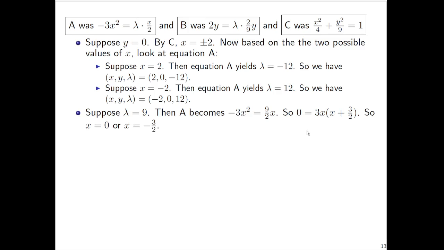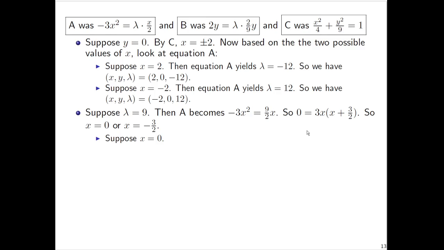Zero product property applies here. So you're going to get 3x equals 0, which leads to x equals 0. Or you'll get x plus 3 halves equals 0, which leads to x equals negative 3 over 2. So here we get two values of x. And it is an or, so we'll split this up into two possibilities. So one possibility was x equals 0.